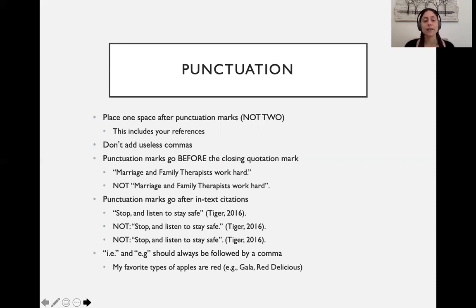Punctuation, these are common little errors. After you have a punctuation mark, you need one space, not two. So a common one is at the end of the sentence, you'll have your period and then you'll do space, space and start your new sentence. No, two spaces, just one, okay?